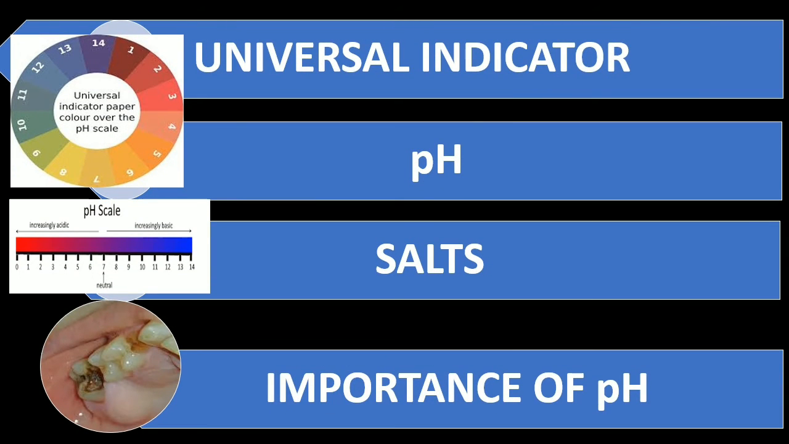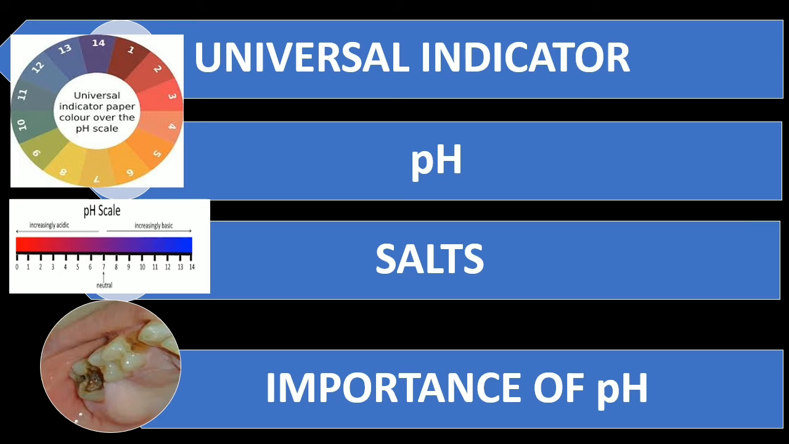Good morning, students. In the last lesson, we studied the different types of indicators: natural and synthetic indicators on the basis of color change, and olfactory indicators on the basis of smell. Today we will learn about a very different type of indicator, the universal indicator. To understand it, we should have a clear concept about pH.